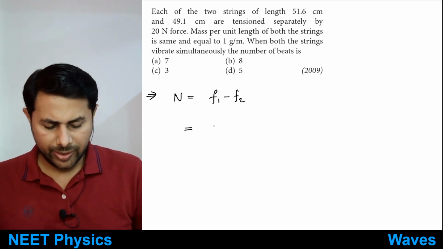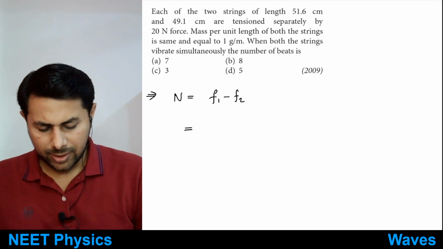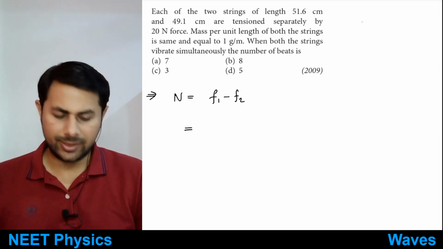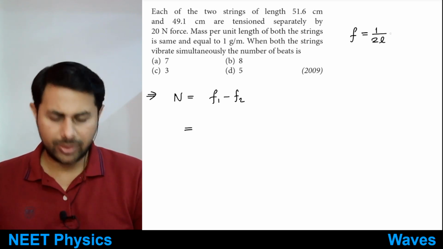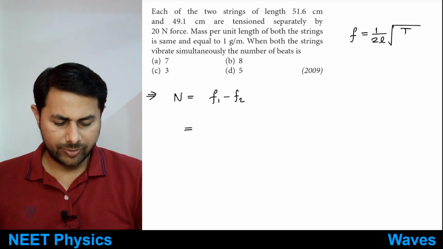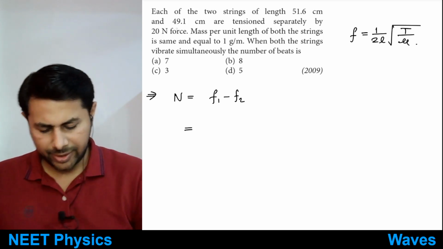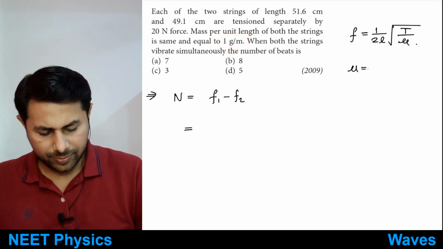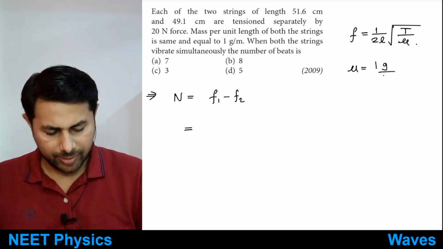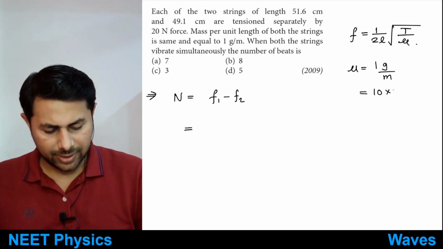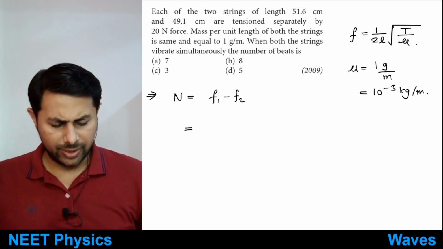So what would be F1? These are strings, so this is a vibrating string. The frequency of the first one would be 1 upon 2L multiplied by square root of T by mu. Tension is given, it's 20 Newton. Mu is given, it's 1 gram per meter, but we need to convert it to kg per meter. So 1 gram per meter means 10 raised to minus 3 kg per meter. Okay, and then put the values.